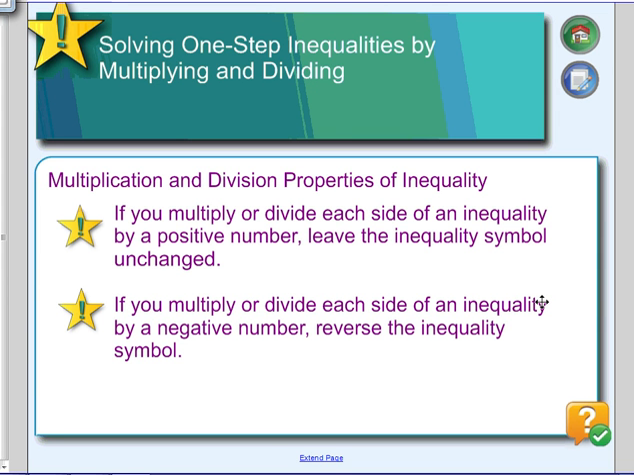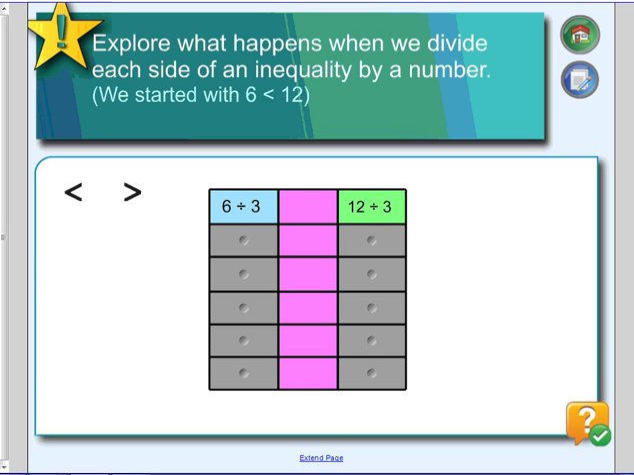All right, so today we are going to be talking about dividing inequalities. You may remember this from yesterday, and I'm just going to touch on it again. If you multiply or divide each side of an inequality by a negative number, you have to reverse the inequality sign. We're really going to talk about that today.